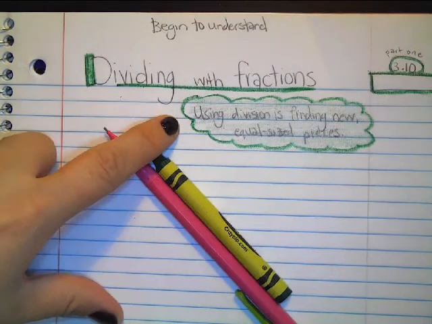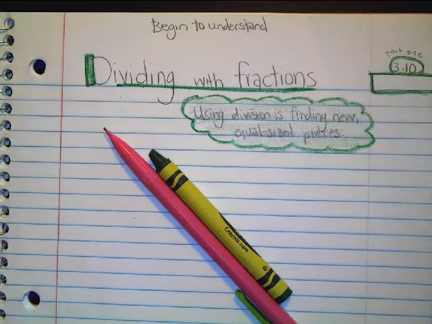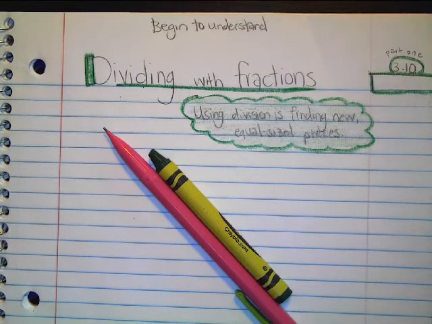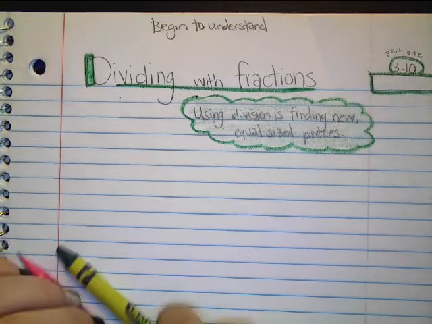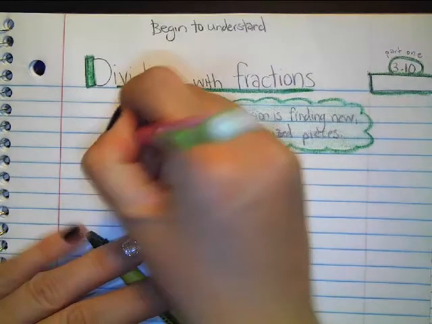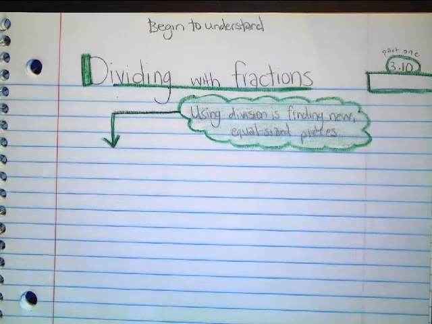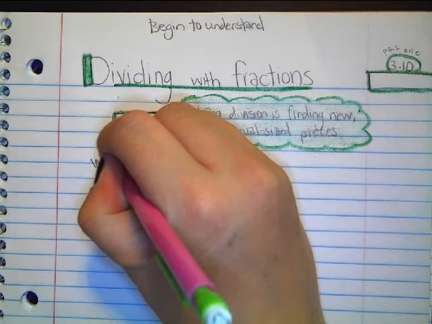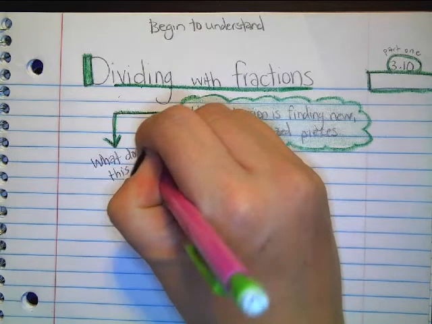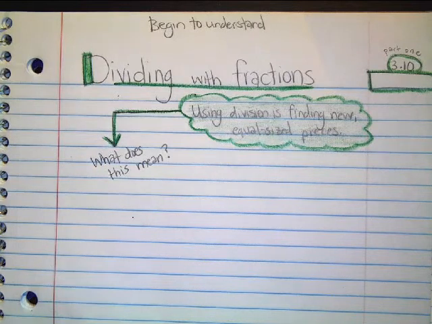Here is what the little cloud says. It says, using division is finding new equal-sized pieces. So it's finding how many equal-sized groups of something, okay? So what I want to write is near this cloud, I want to kind of come out with an arrow that goes down. I'm going to say, what does this mean? Well, we're going to answer that.